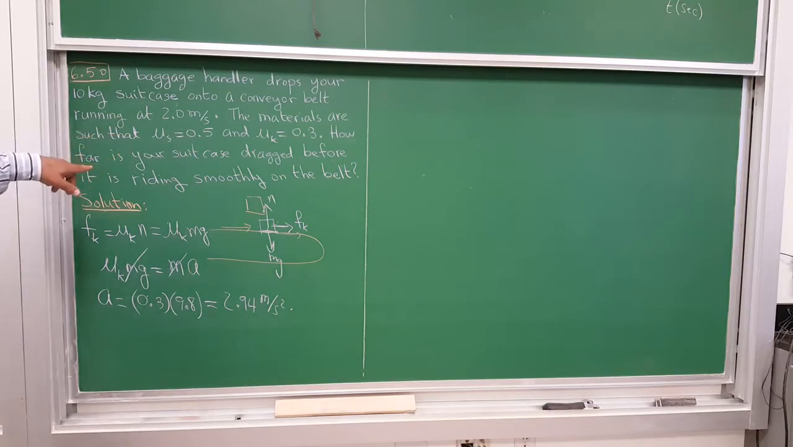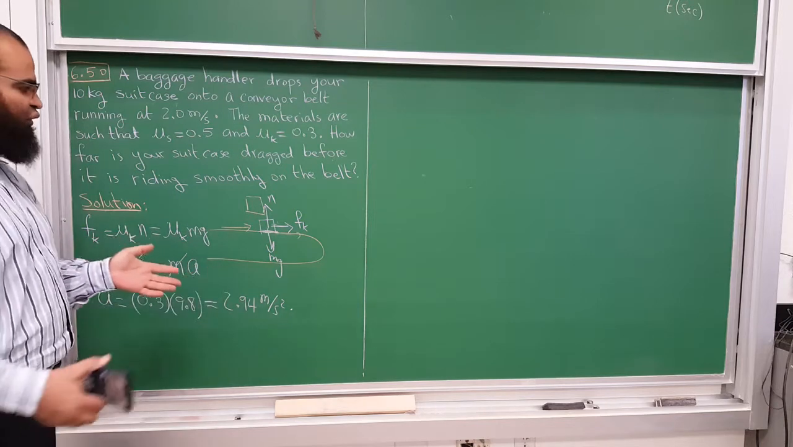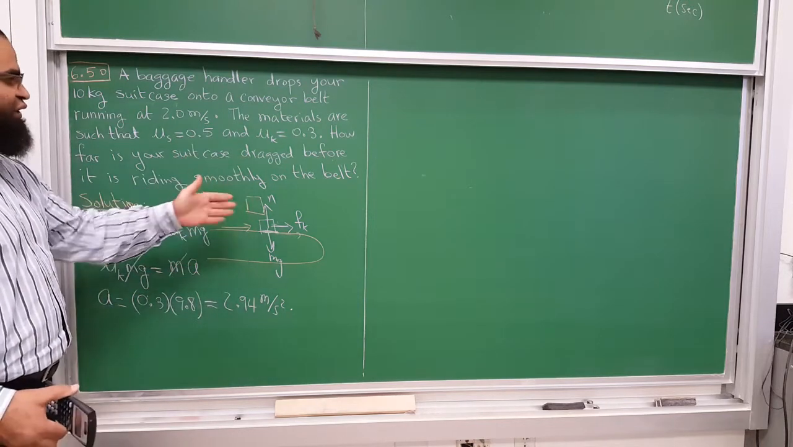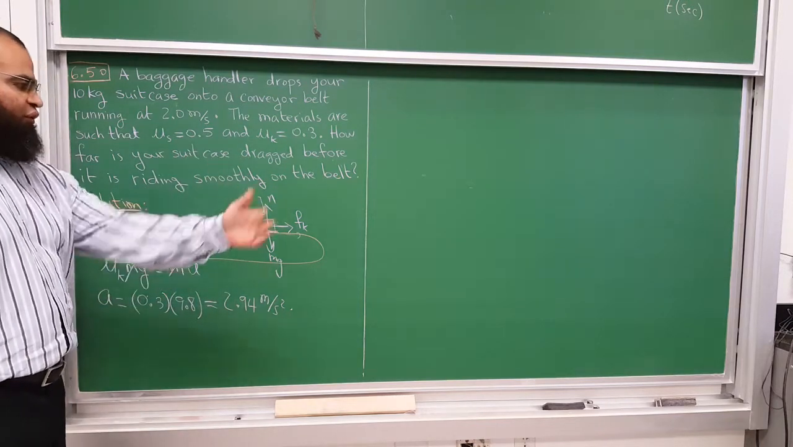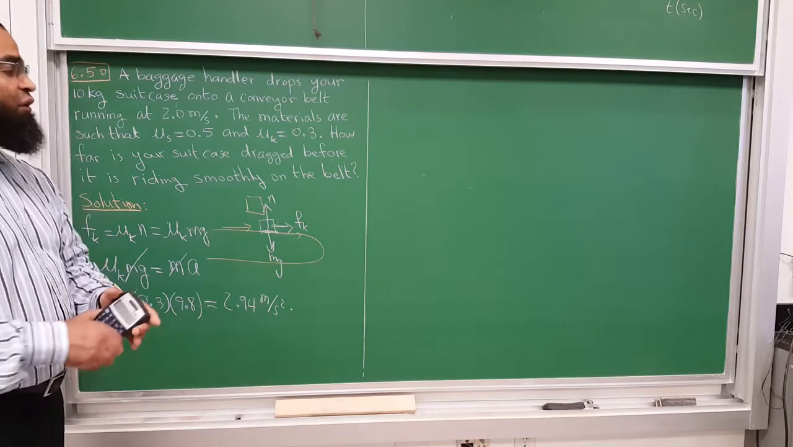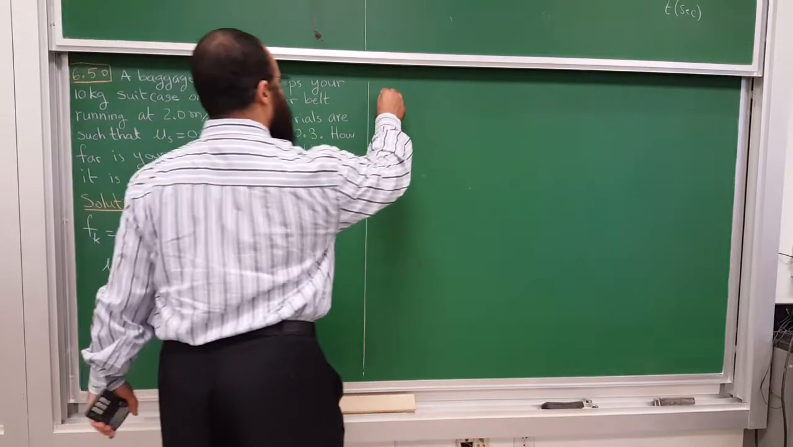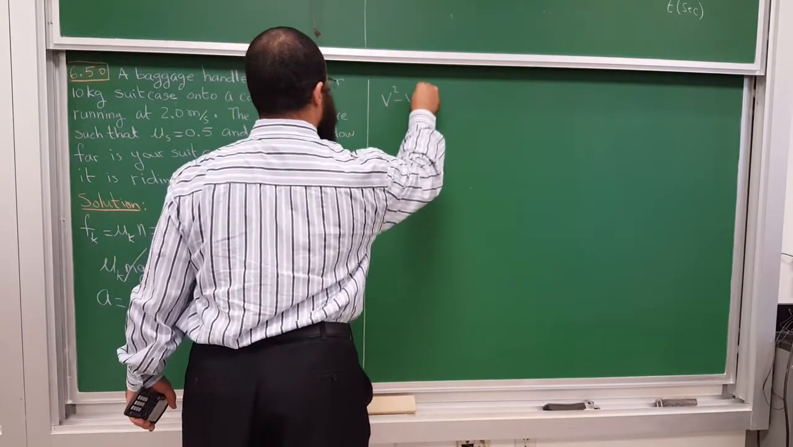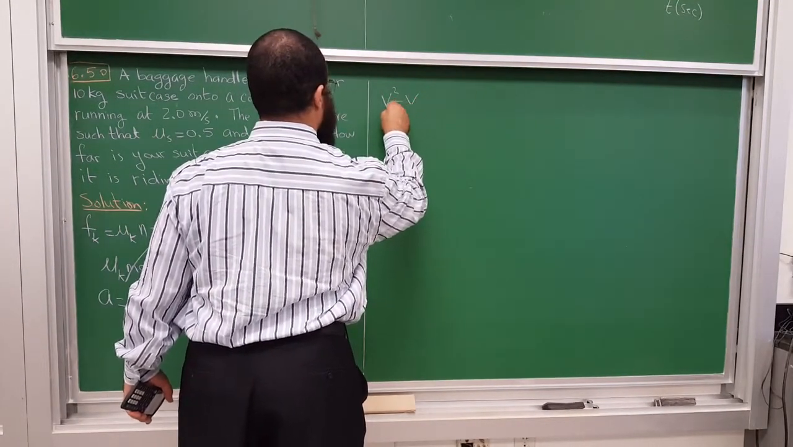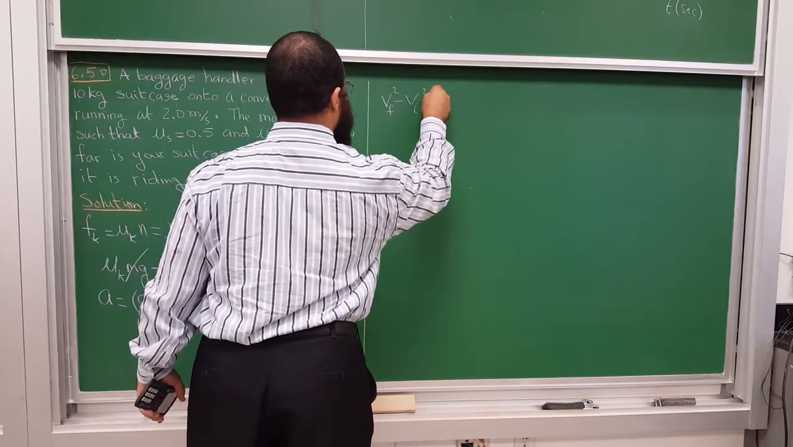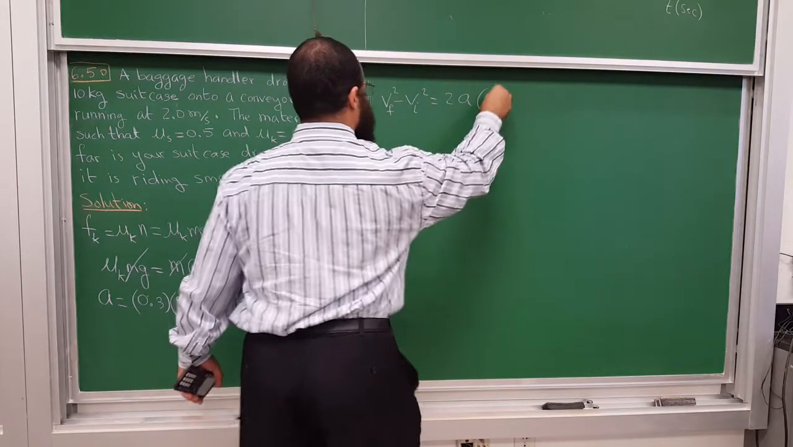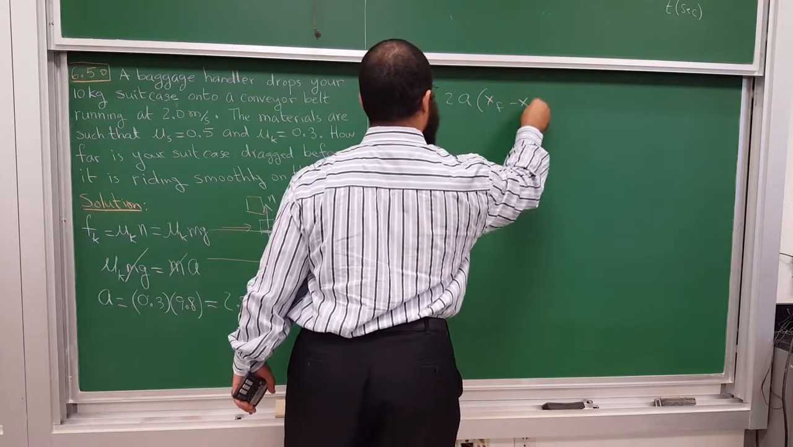They say, how far is your suitcase dragged before it is riding smoothly? So how long will it take, or how far will the suitcase move before it reaches the velocity of the belt? It went from 0 to 2. So I want to reach 2. Well, this is motion at constant acceleration, so I could use my kinematics, where v final squared minus v initial squared is equal to 2 times the acceleration times x final minus x initial.